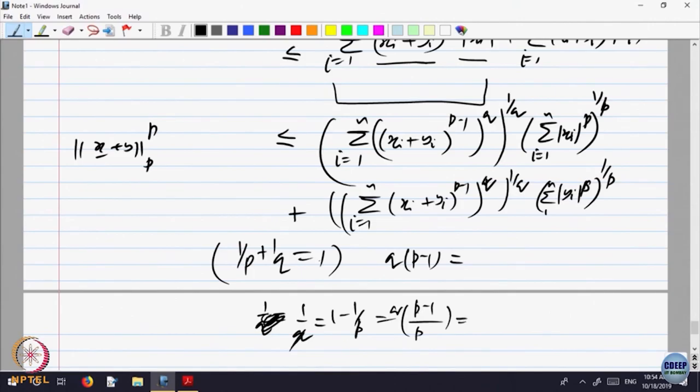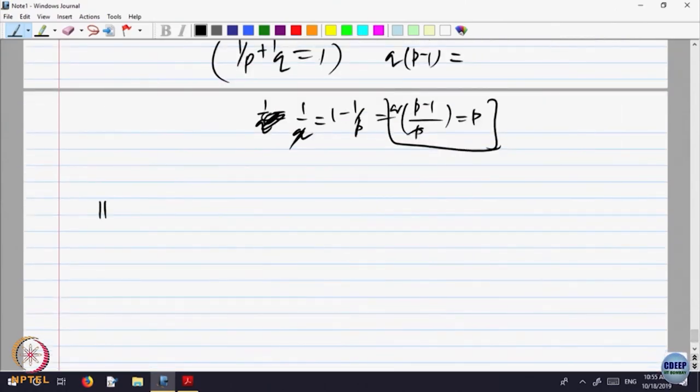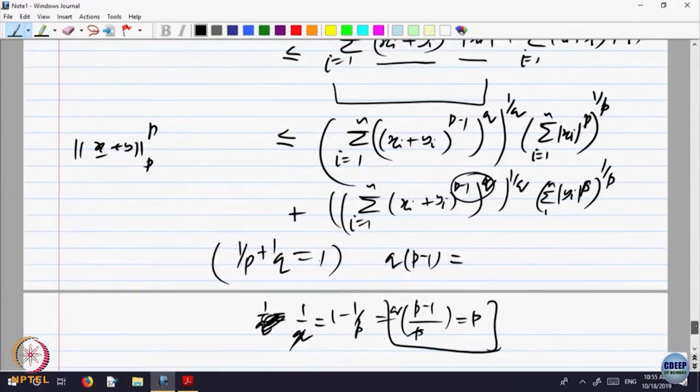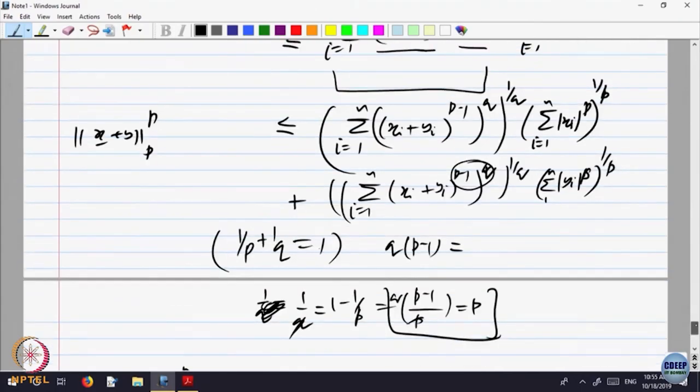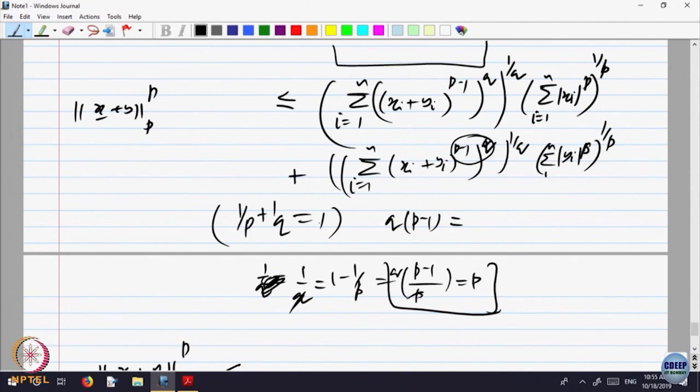I take it there. So, this quantity is equal to 1. So, this quantity is q times, divided by p. So, this is equal to p, right. So, this quantity comes out to be, so for the right hand side, let me write, it is just arithmetical simplification of these powers, nothing more than that. So, the norm of x plus y to the power p is less than or equal to this quantity. That is same in both, right.